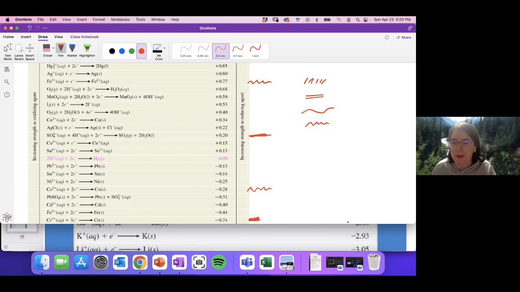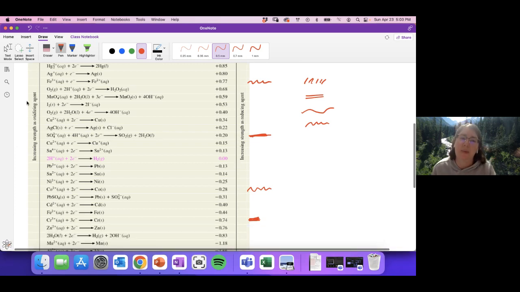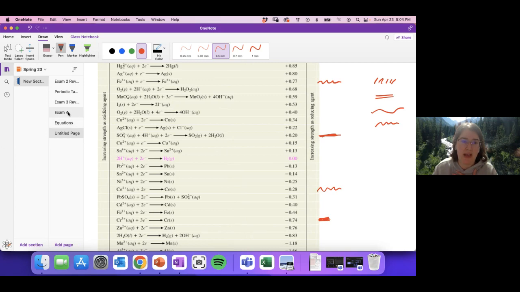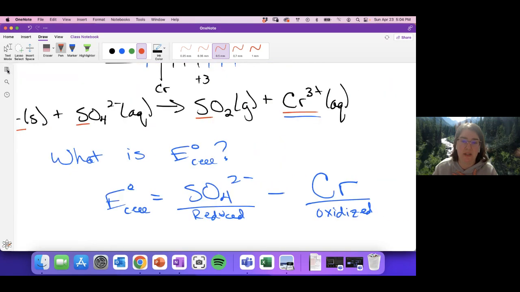Oh, I'm in OneNote. Why won't it let me go to my other thing? Because I'm in OneNote. I want E cell. So therefore, I need my chromium reaction. It's this -0.74. And my sulfate reaction, it's this +0.2. So I am doing things as I'm just pulling stuff off of the table.